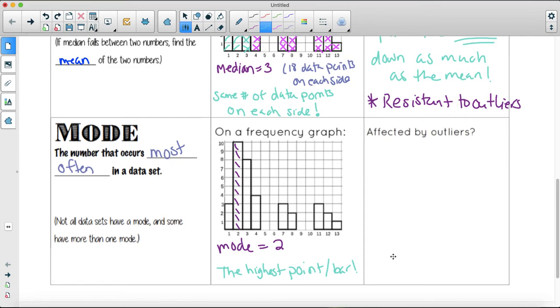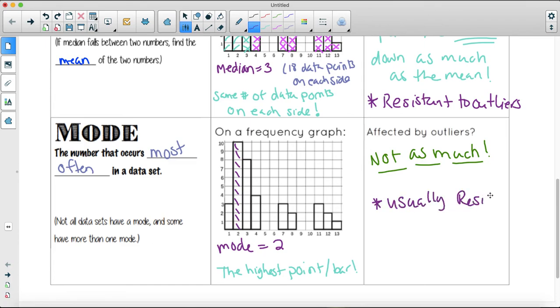So is the mode affected by outliers? Just like the median, it is not affected by outliers as much. It can still be affected by it, but it doesn't happen nearly as often, and it won't pull it up or down nearly as much. So we could say that the mode is usually resistant to outliers.